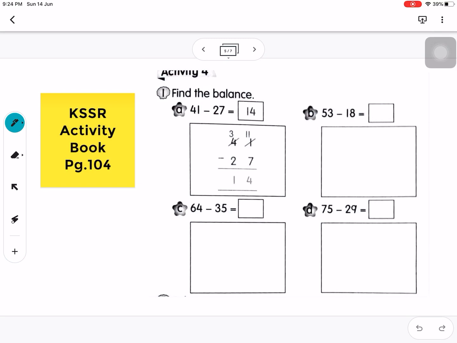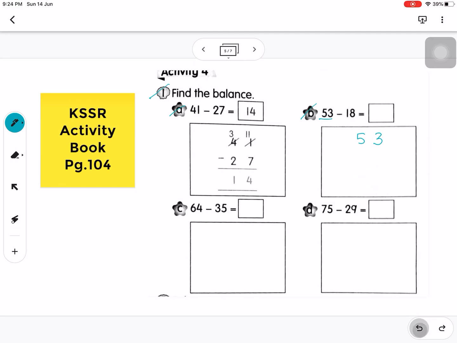The next one is page 104. We do more subtractions by using the standard written method. Find the balance. The first one already shows an example for us, so I'm not going to explain from this one. We straight away go to B. 53 minus 18. 53, we write on top first. Remember, write on top, then write in the middle. Don't write in the middle here.